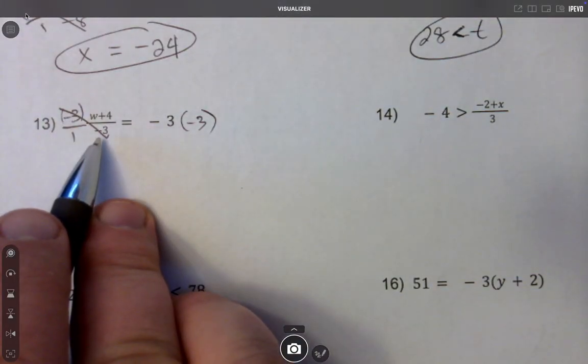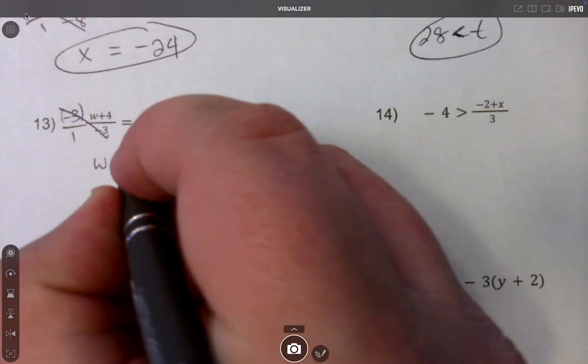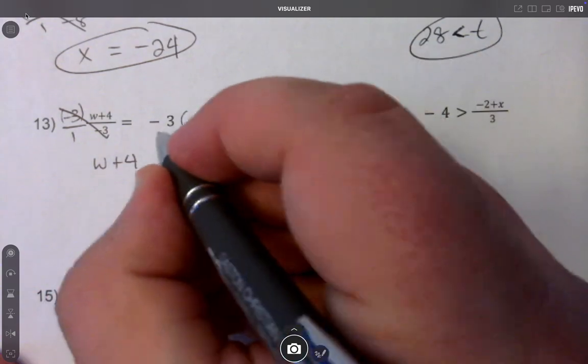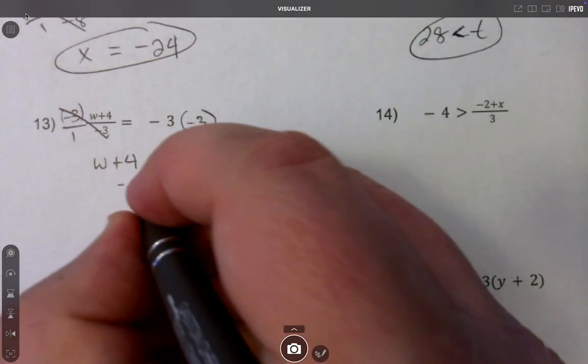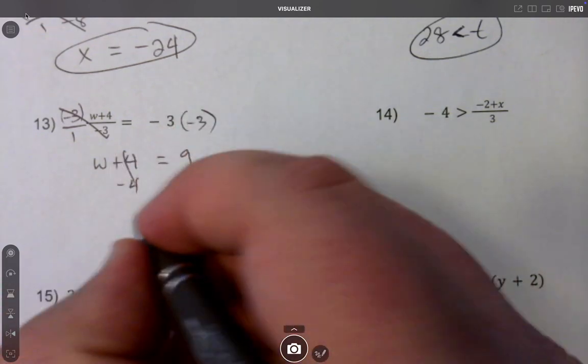So the negative 3's cancel, because you're saying negative 3 divided by negative 3, which is 1. Negative 3 times negative 3 is positive 9. Then we subtract 4 from both sides.